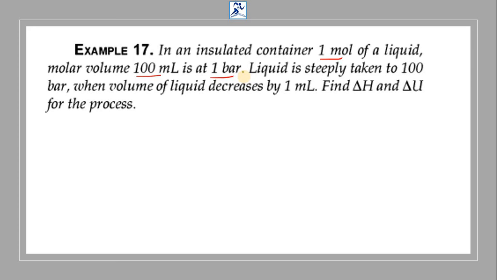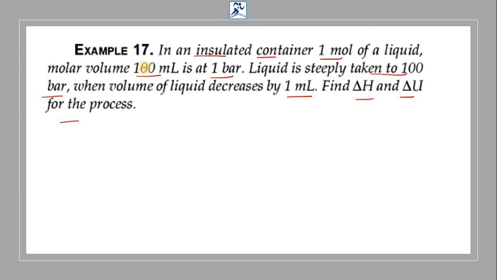Molar volume is 100 ml at 1 bar. The liquid is steeply taken from 1 bar to 100 bar, when the volume decreases by 1 ml. So 100 ml became 1 ml when 1 bar of pressure became 100 bar. Then find delta H and delta U for this process in an insulated container.